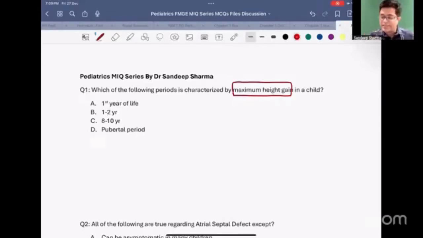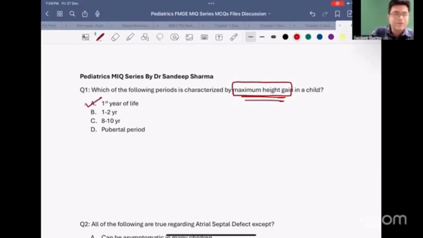Which period is characterized by maximum height gain in a child? Maximum height gain. So they are basically indirectly asking you in which period the height velocity, the rate of gaining height, is maximum in the patient. And remember, as a one-liner also, you can remember that maximum height gain happens in a child in the first year of life, and that is your correct answer.